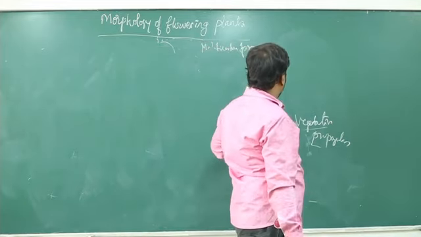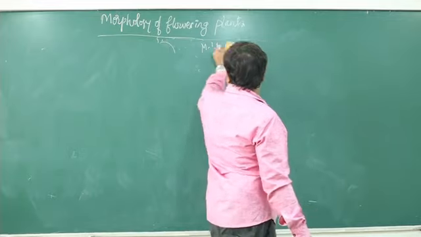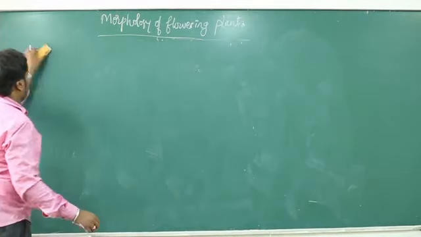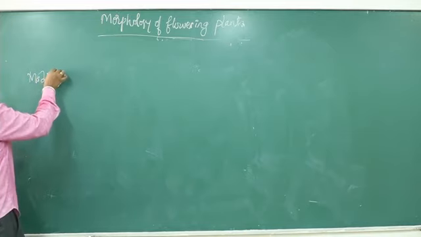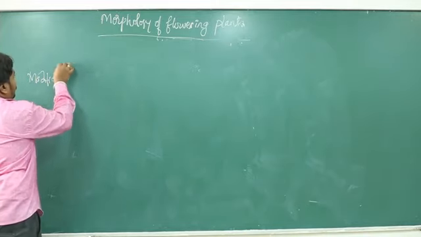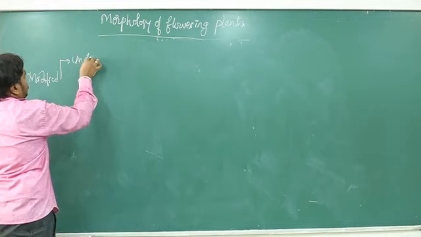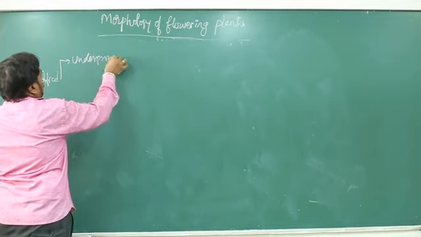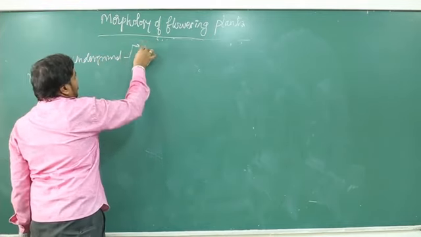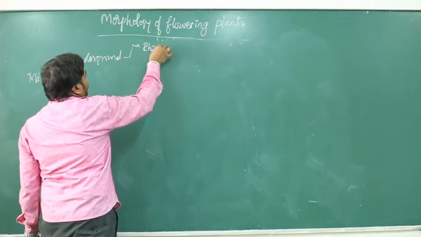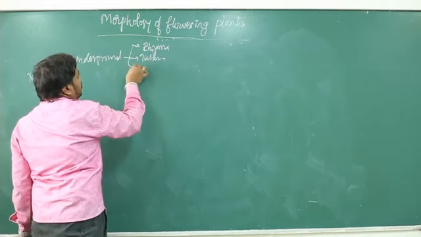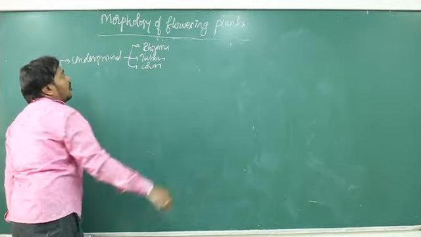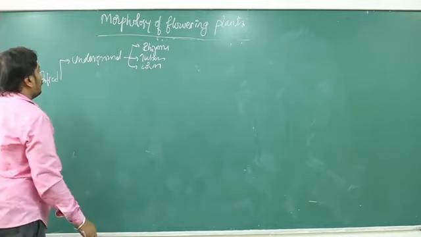So this is an underground modification actually. This comes under underground modification. So modification can be classified: in the case of stem, it is modified into underground modification, such as rhizome, tuber, then corm. These are examples for underground modification.